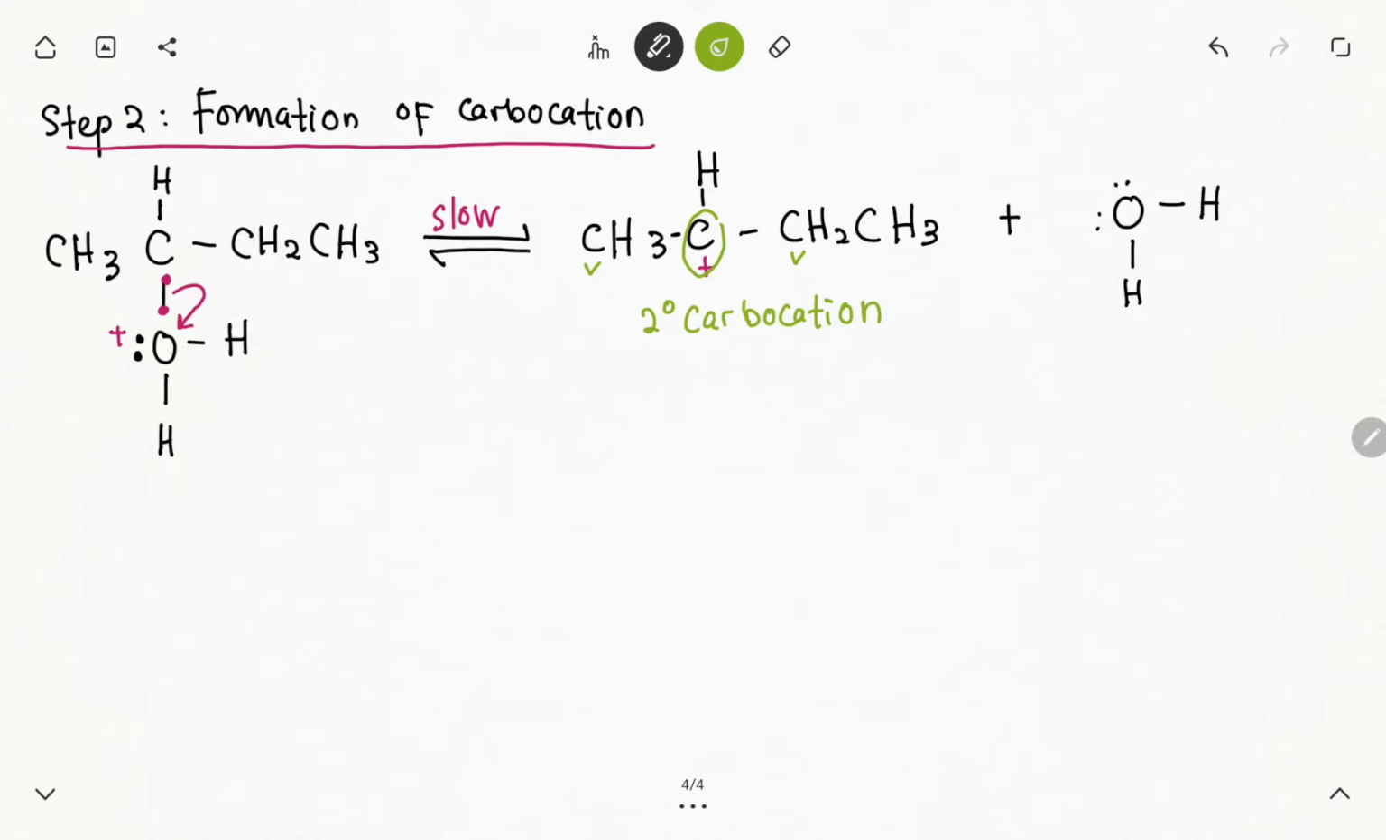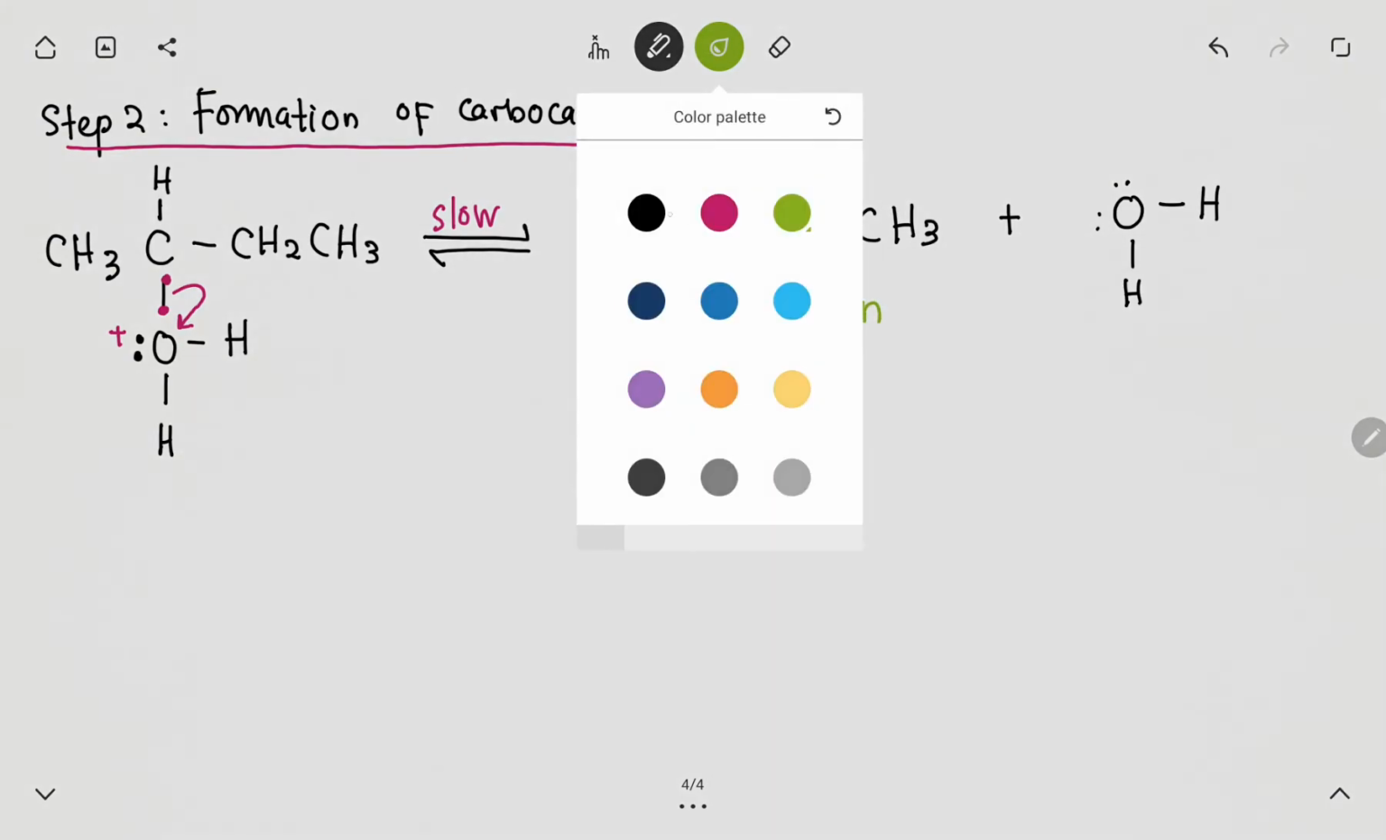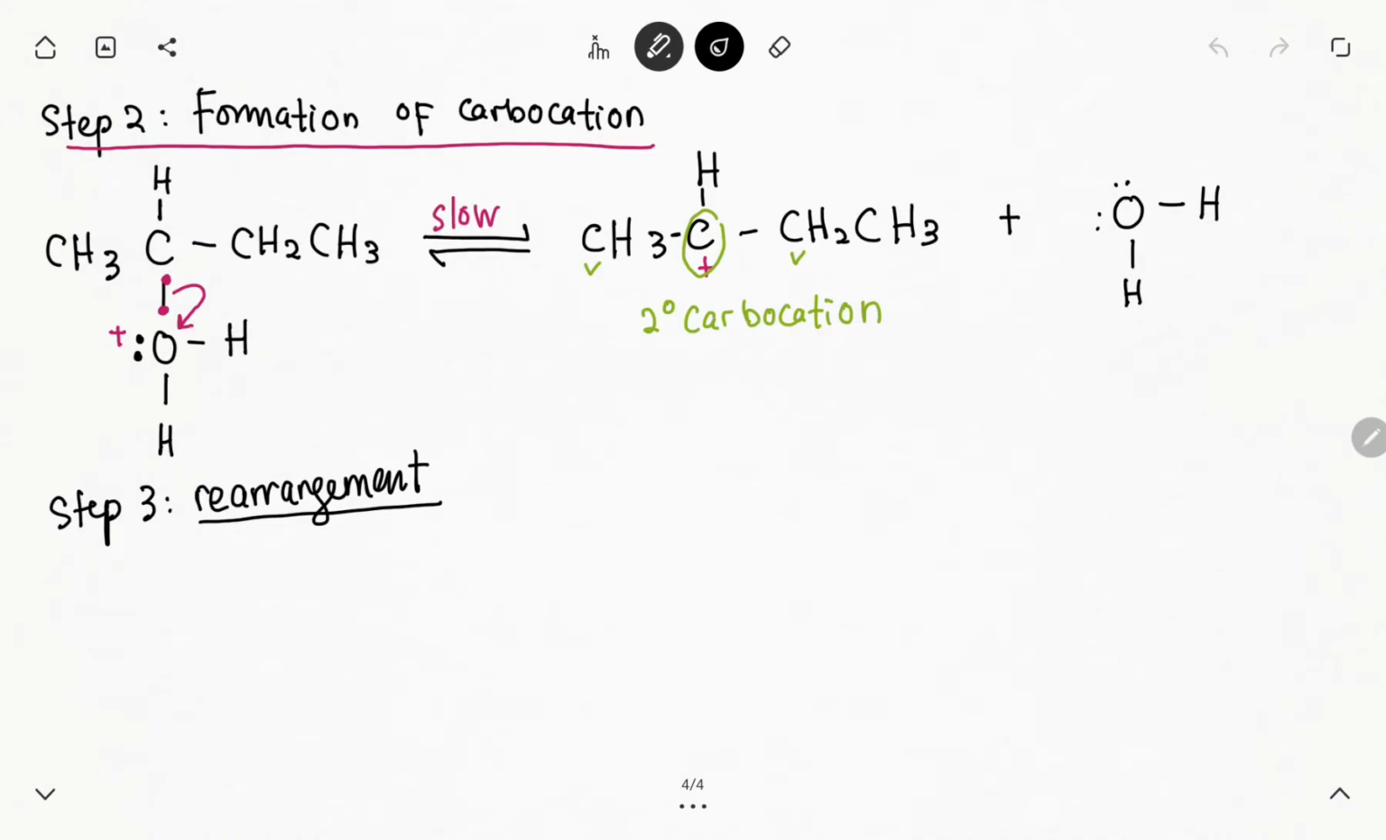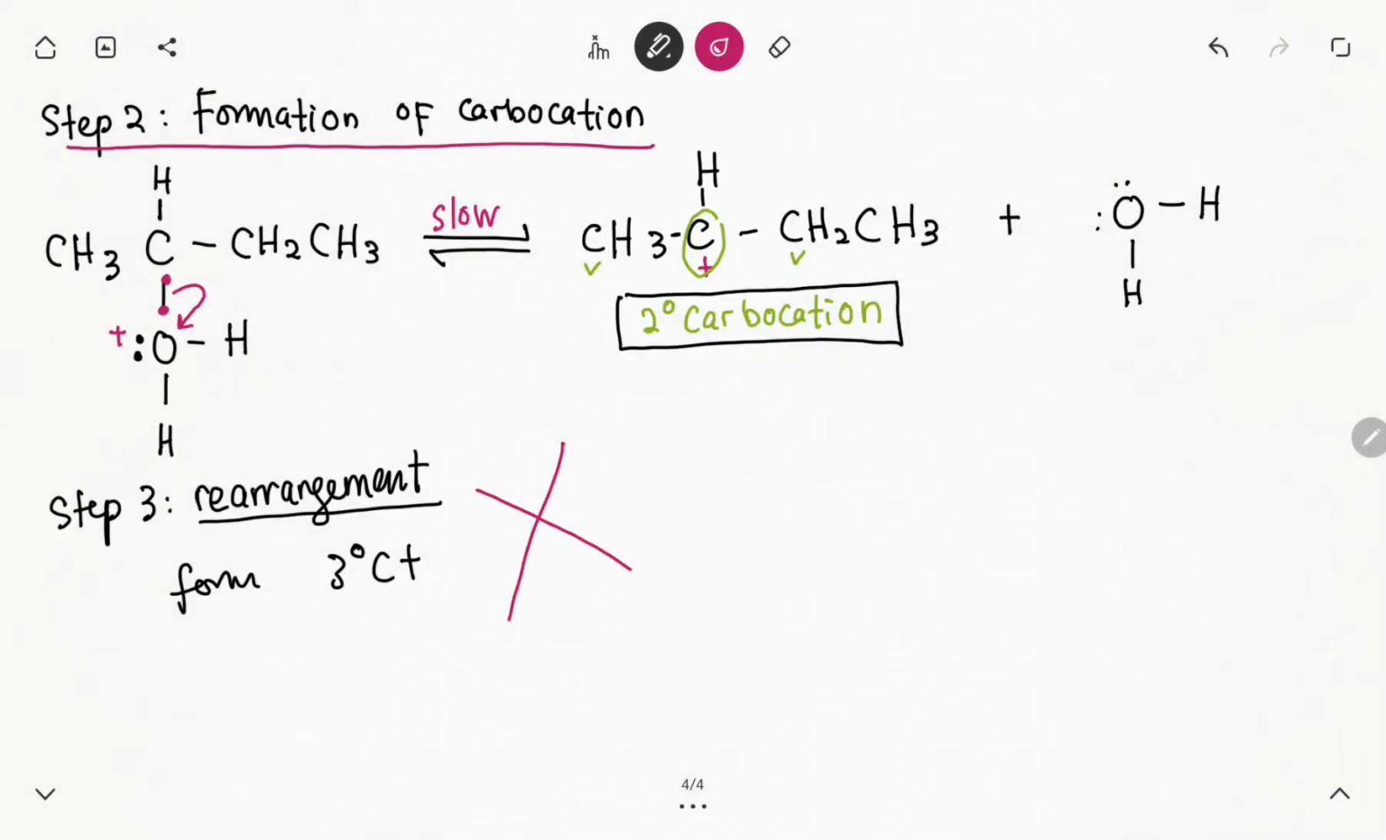So now we need to trace whether step number 3 occurs or not. Right now, we already formed the secondary carbocation. The target of the rearrangement is that we can form a tertiary carbocation from rearrangement of atoms. When we trace, if the hydrogen is moved, it's still the same secondary carbocation, meaning rearrangement cannot occur. So step number 3 does not exist in this reaction.